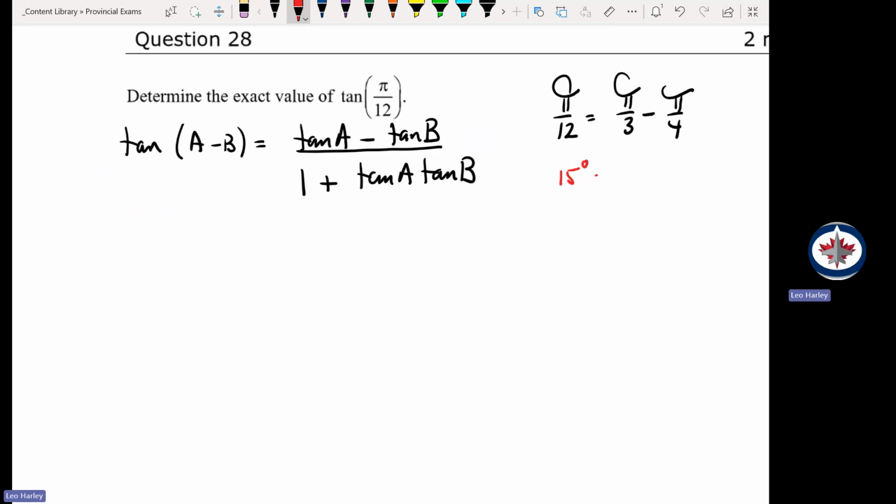And pi by 3 is 60 degrees. And pi by 4 is 45 degrees. Can you see where that came from? So then you're going to rewrite it as the tan, and then you're going to put in our angles. So pi by 3 take away pi by 4. And then just substitute.